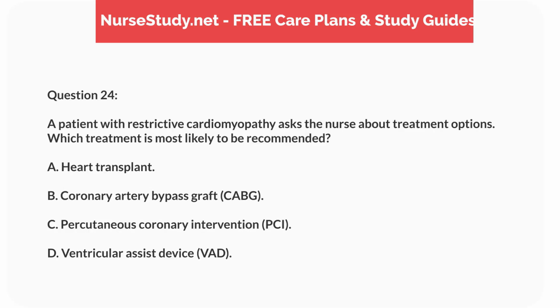Question 24. A patient with restrictive cardiomyopathy asks the nurse about treatment options. Which treatment is most likely to be recommended? A. Heart transplant. B. Coronary artery bypass graft, CABG. C. Percutaneous coronary intervention, PCI. D. Ventricular assist device, VAD.